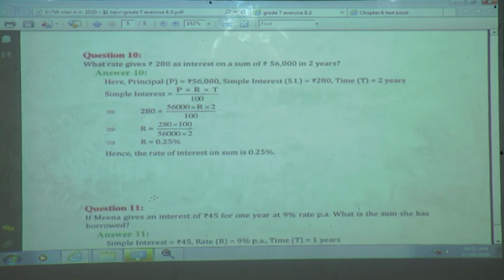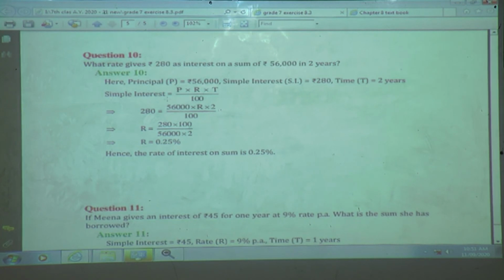We will see one more example here. What rate gives rupees 280 as interest on a sum of rupees 56,000 in 2 years? Very simple question. What rate gives rupees 280 as interest? So interest is given on a sum, principal is given, that is 56,000 rupees. Time period is given. What we have to find out is the rate of interest.